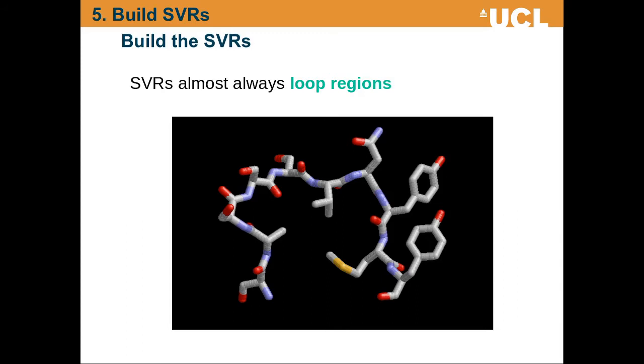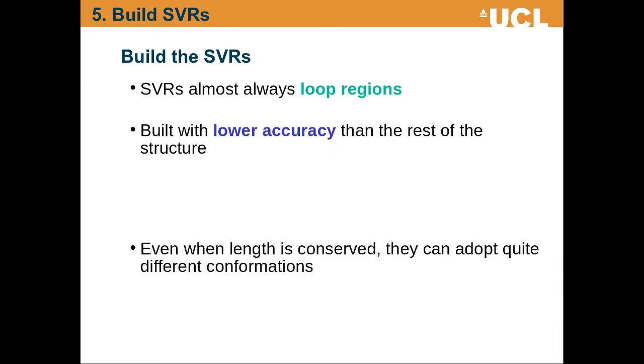Step 5 in the process then is to build the structurally variable regions, and these are almost always loops. So here I've shown a picture of a typical loop of about 10 amino acids. Structurally variable regions, as I said, are almost always loops, and they are built with lower accuracy than the rest of the structure. Now, I said with having only one parent, you would only define the loops that have insertions and deletions as being structurally variable.